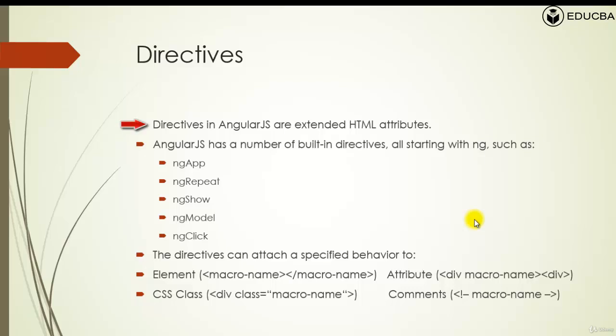Now, there are many directives in AngularJS which are nothing but extended HTML attributes. AngularJS has a number of built-in directives. There are already many built-in directives, but if we want, we can create our own. Some examples, all starting with ng, are ng-app, ng-repeat, ng-show, ng-model, ng-click. These are all built-in directives provided by Angular. Directives can attach a specified behavior to the element. It can be an element, an attribute, a CSS class, or comments. So anything can be part of these directives.